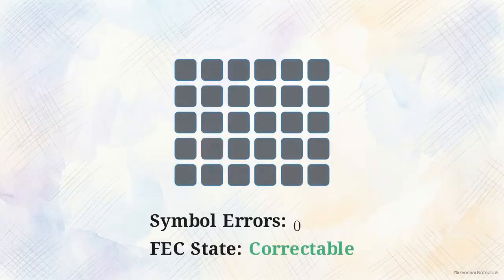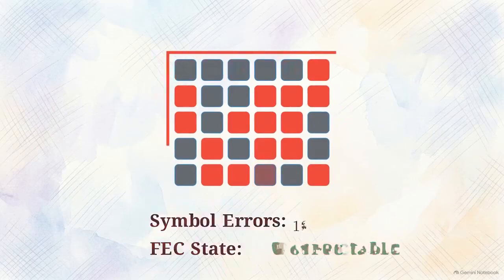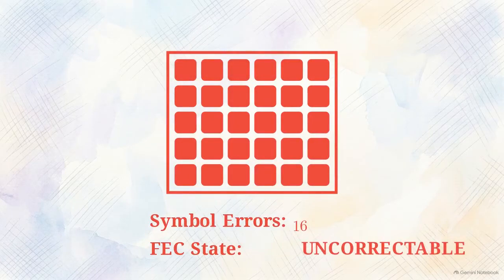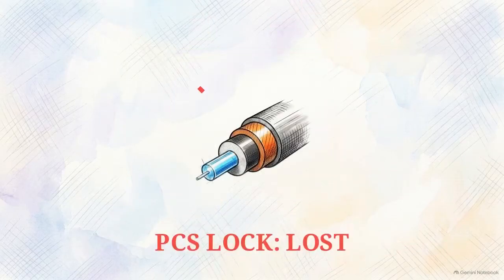At this point, the signal suffers more than 15 symbol errors per code word, exceeding the mathematical limit of the RS544 standard. The 30 check symbols are no longer sufficient to deduce the original payload. The FEC state becomes uncorrectable. This causes an immediate loss of PCS lock, resulting in a link flap.